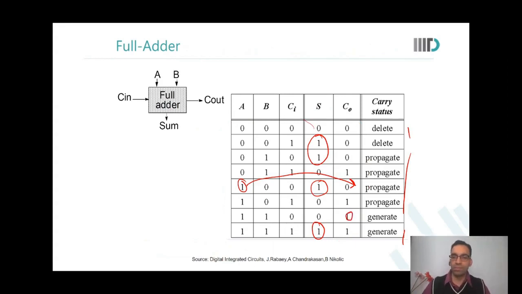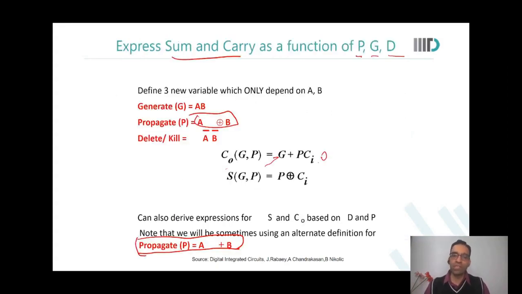Yes, sir. That is not the case. So in actual terms, it is generate. But even if you call it propagate, it doesn't matter, because the CO has to be generated. The CI will be 1 there. Because for generate, you have used the variable as A and B. So A and B are 1. So C naught, you have already put this in. Are you able to see this?